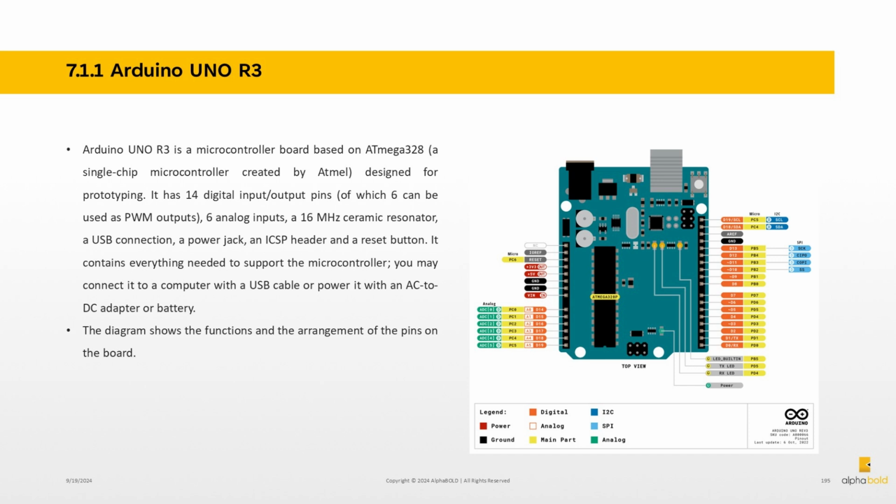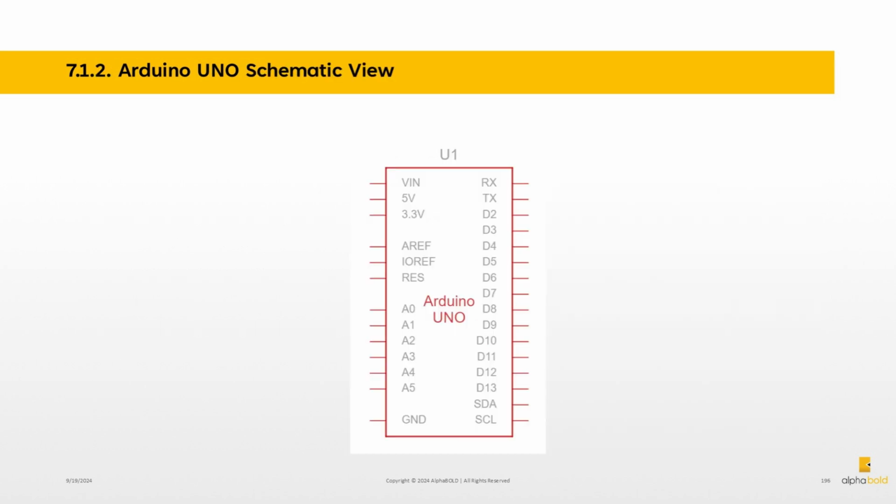You may connect it to a computer with a USB cable or power it with an AC to DC adapter or battery. The diagram shows the functions and the arrangement of the pins on the board. You can view the Arduino Uno schematic here.